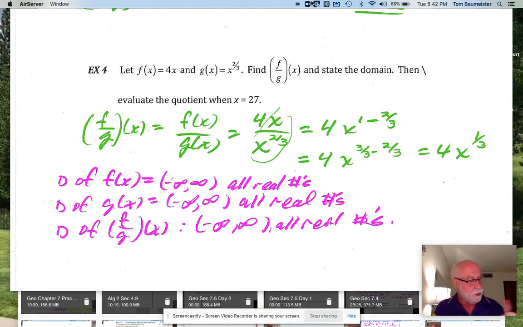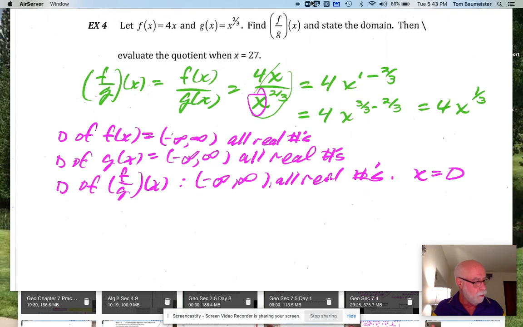But again, on this one here, you have to state x cannot equal 0. If x is equal to 0 right here, that's going to make it be undefined. All right. If it was x plus 2 underneath there, then x cannot equal negative 2, because again, that would make it equal to 0. Remember, that's the kind of thing we're looking at.